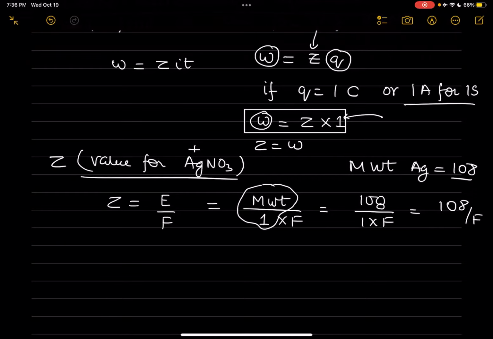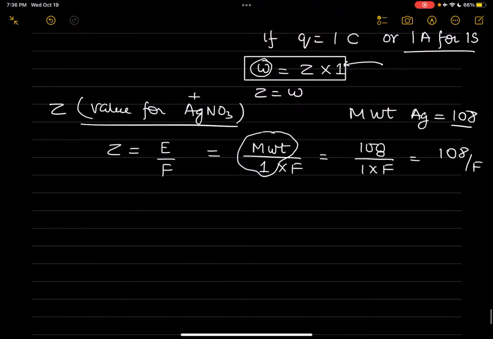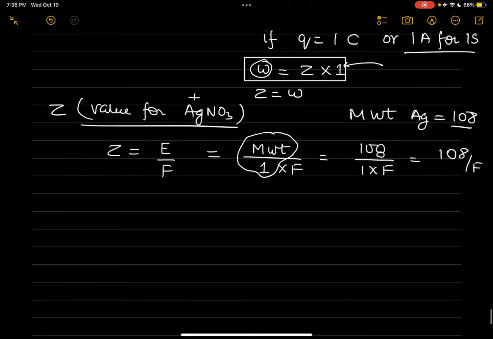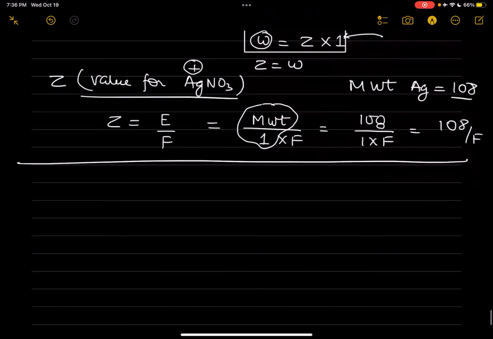Understood? Yes, sir, understood. So this way you can find it very easily. You can do it experimentally, or if it is given to you, the molecular weight divided by the charge of the ion which is getting deposited, silver was +1, and divided by F. Right. So let's move to another question.